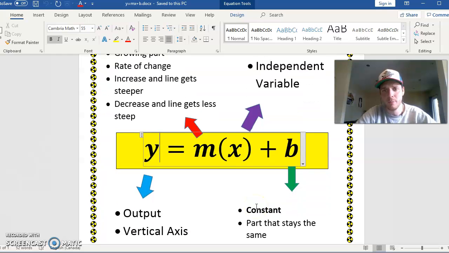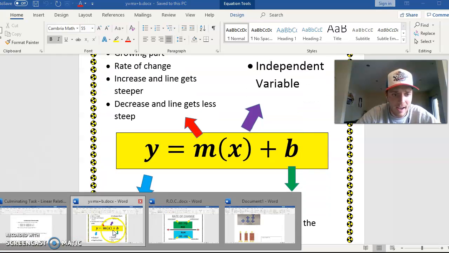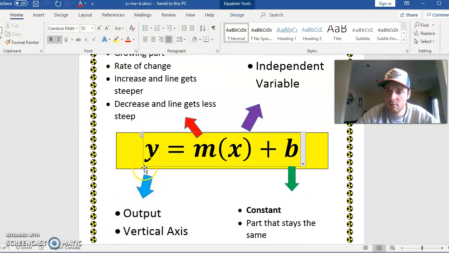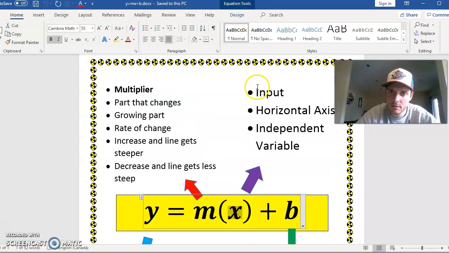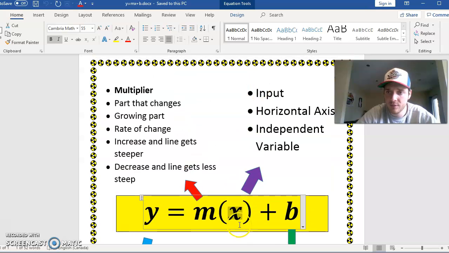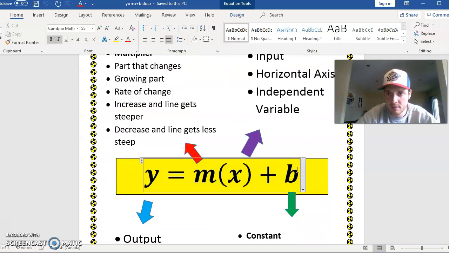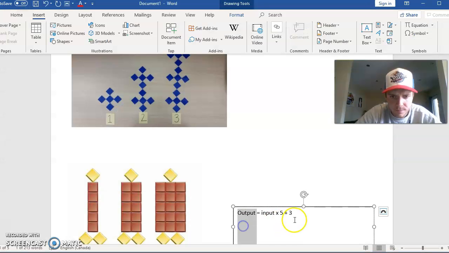What we did was we just replaced what we have with more mathematical terms, right? So instead of output, we put y. Instead of input, we put x, right? Instead of times 5, we put times m, or whatever the multiplier is. And instead of plus 3, we're adding b. So let's do that example together real quick.